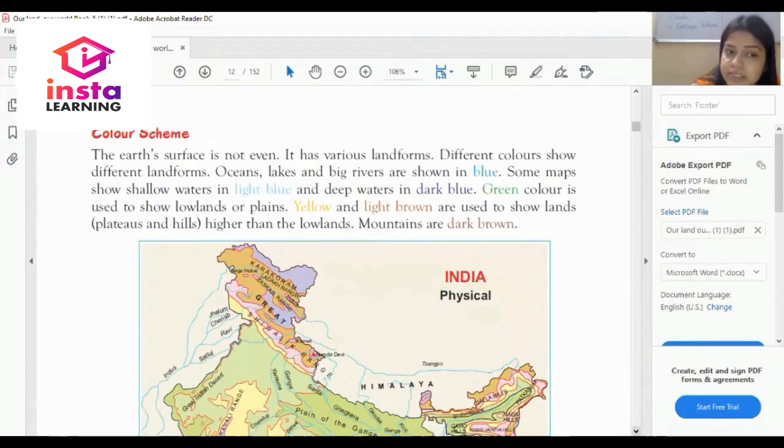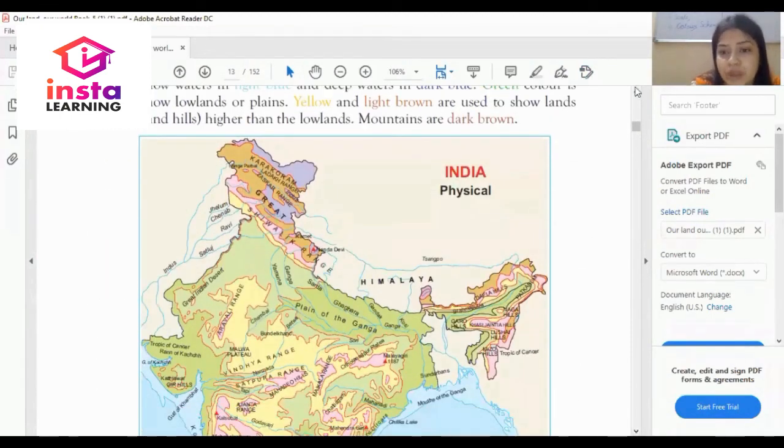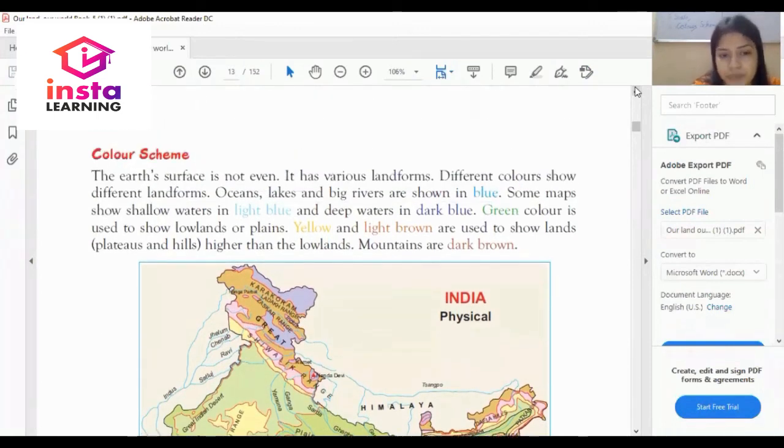So, let's discuss color scheme. How you draw or represent the many things in the map, that is called color scheme. So, dear student, the earth's surface is not even. It has various landforms. Different colors show different landforms. So, when you draw oceans, lakes and big rivers are shown in blue color.